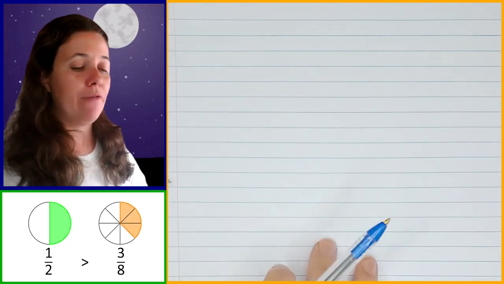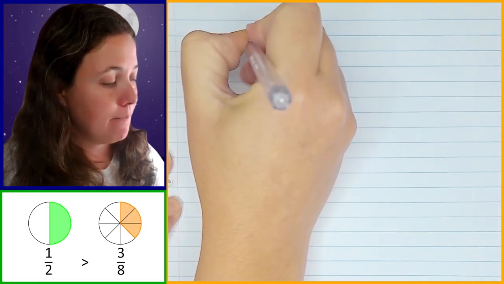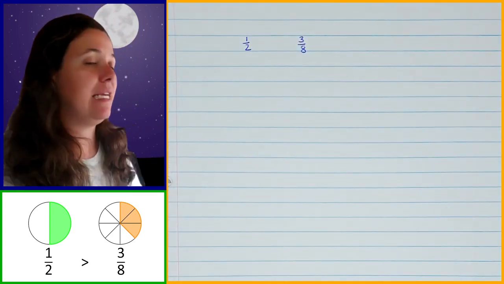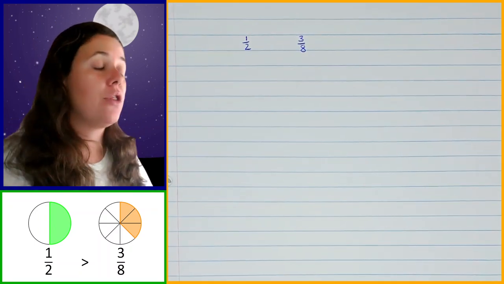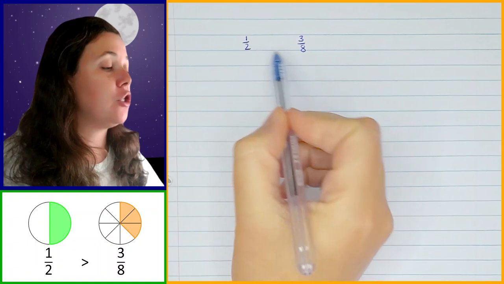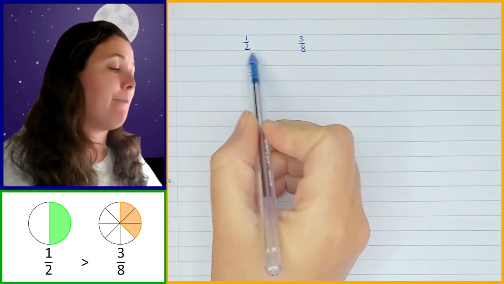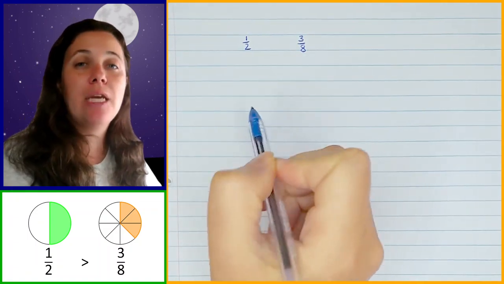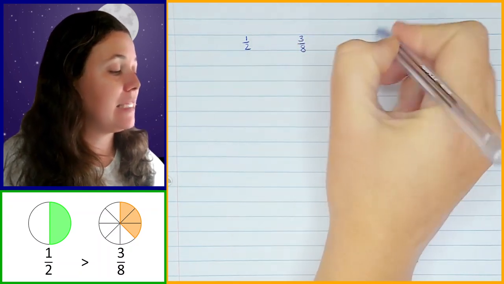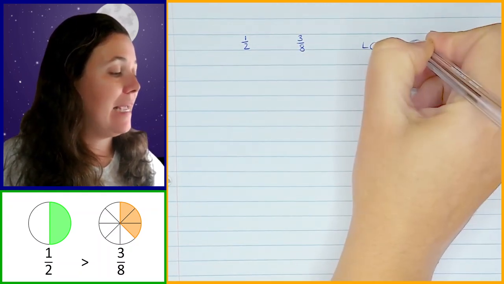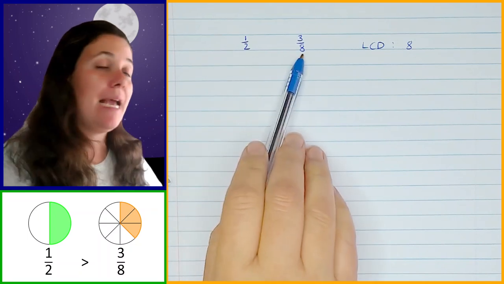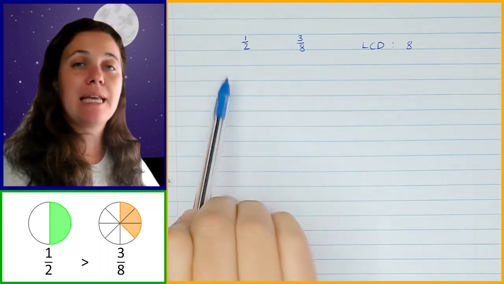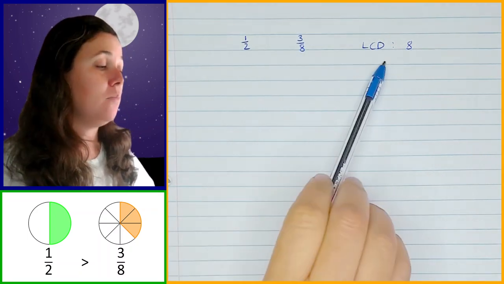So over here, we've got 1/2 and 3/8. So we need to find what we call the LCD. The LCD is actually the lowest common multiple of the denominators. It is the smallest number that both of the denominators, or if there's more than two fractions, all of the denominators can divide into evenly without a remainder. So in this case, the LCD is 8, because 2 goes into 8 and 8 also goes into 8. So the LCD is the smallest number that all of the denominators can divide into evenly. So my LCD is 8.